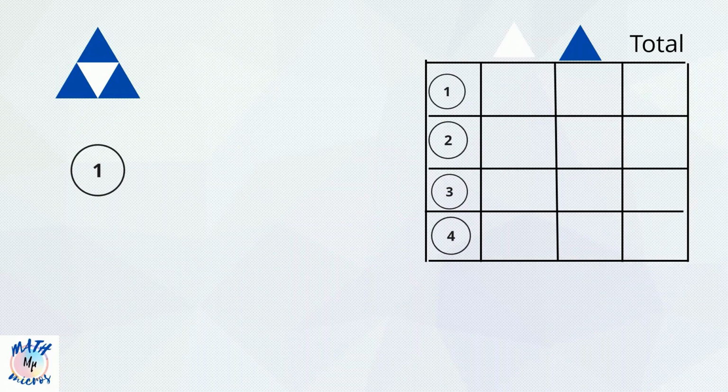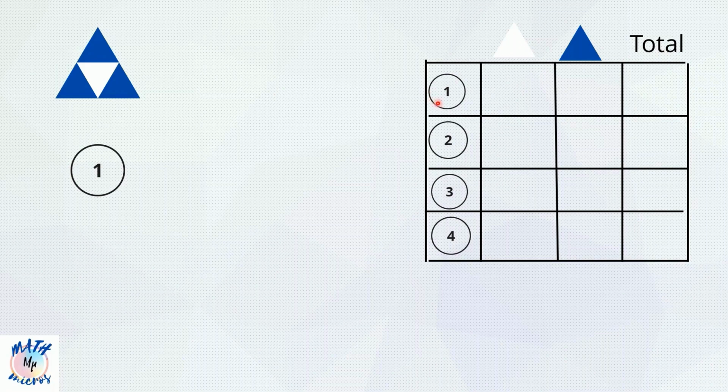This is the first pattern number. As you can see, I have listed a big table here with the pattern numbers 1, 2, 3, 4, and the second column is about the number of white triangles found here, and the third column is going to be the blue triangles in total, and finally I'm going to add the white and the blue triangles and put it in the last column.